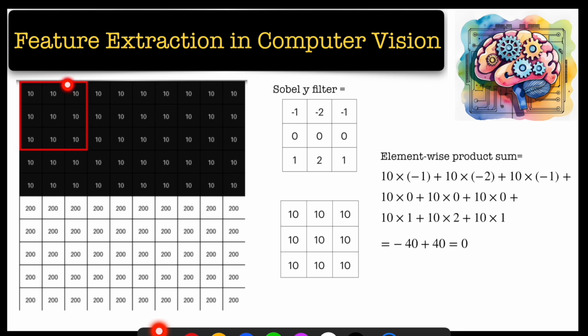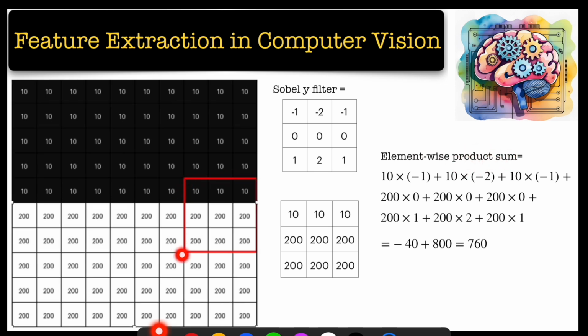So first, let's say the filter is here. The filter is this, the Y filter, and these are the pixel values. If you just take the element wise product sum, you get 0 basically. This is the basic intuition: if the pixel values are similar, this element wise product sum will be closer to 0, very small. If the pixel values are different, that means there is some edge, so this element wise product sum will be high. So we'll see that here.